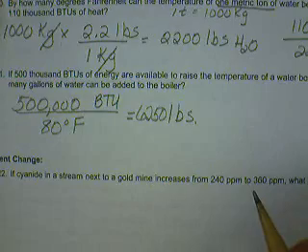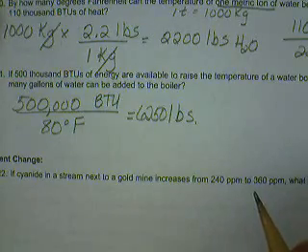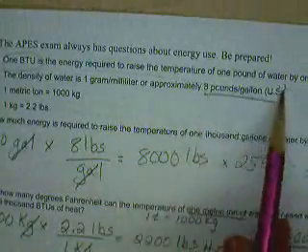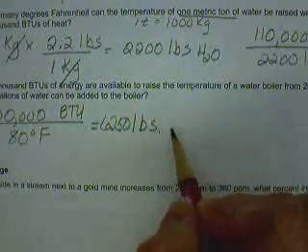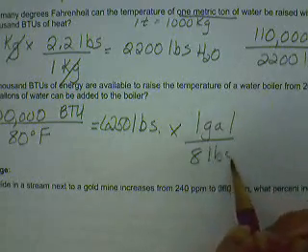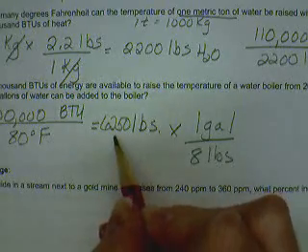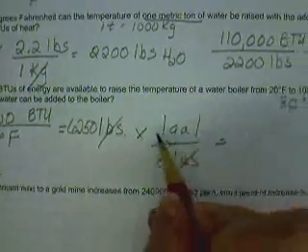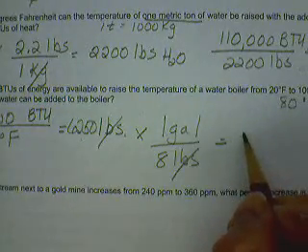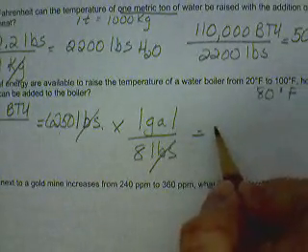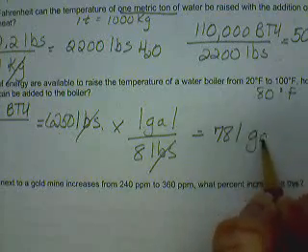But we need to know how many gallons that is. And so we go back up here to 8 pounds per gallon. And we change this to 1 gallon over 8 pounds. And so 6,250 pounds divided by 8 is going to give us 781 gallons.